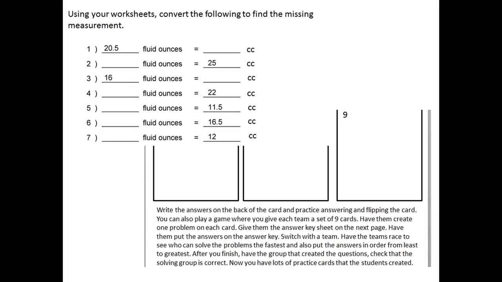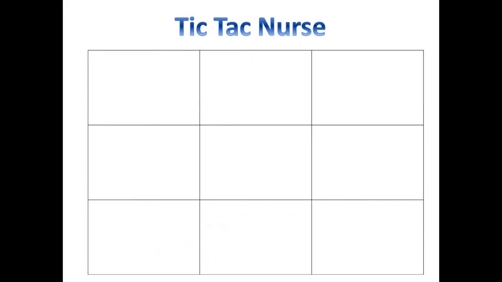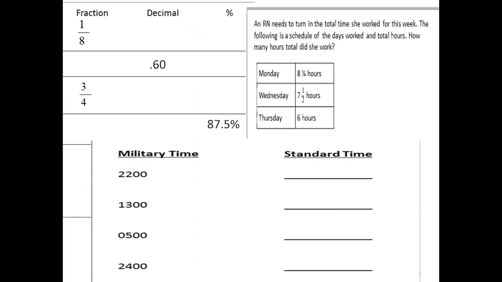The other thing I had was, if you notice, there's a little block on the bottom. You see the 9. I have a series of 9 little note cards. You can make students create the note cards of the cc's to ounces and flip them over, and they can actually play a flip game. The other thing I do is a tic-tac-toe game, for when it's a review.